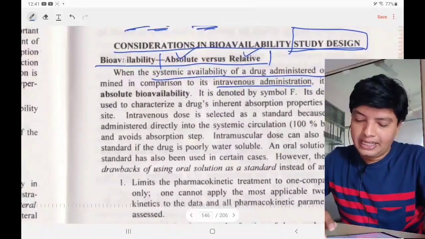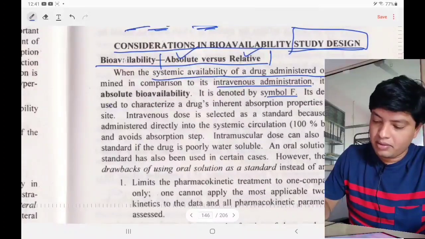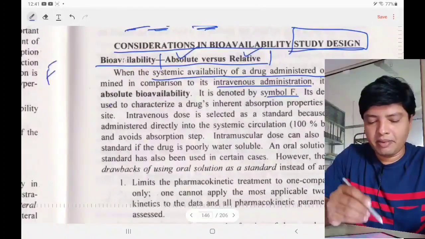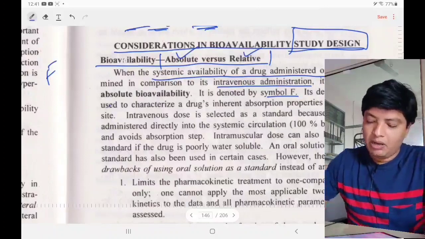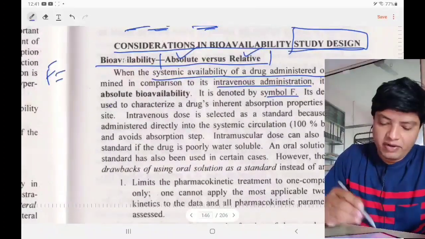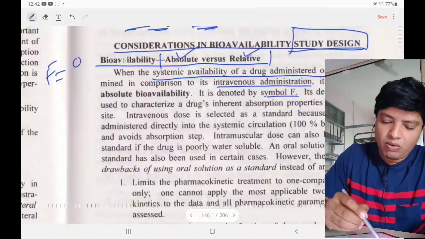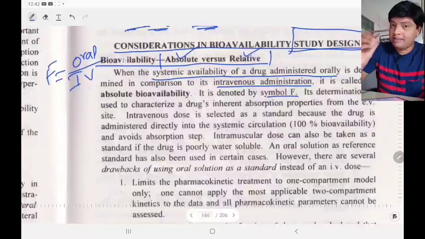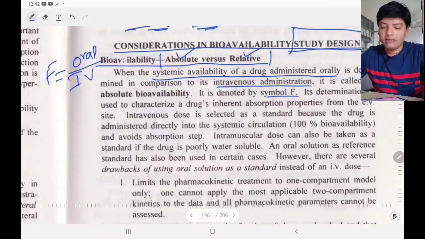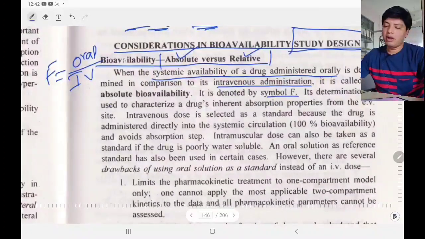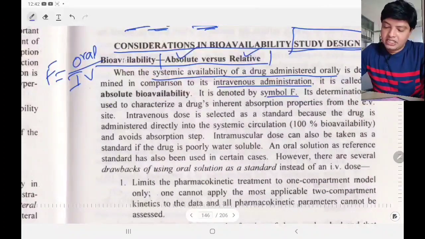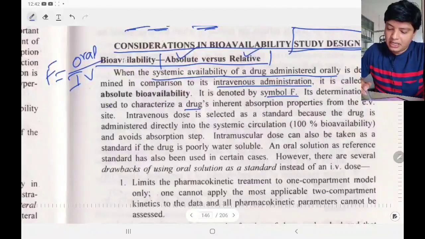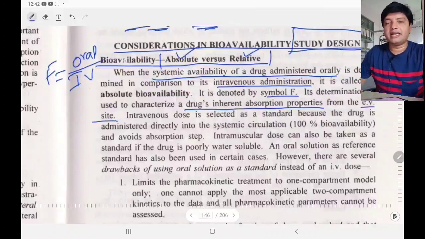Next, it is denoted by F. So F means, remember, absolute bioavailability. What is the fraction? What is the comparison? One is oral divided by IV. Same drug, remember, same drug. Oral divided by IV, we call it absolute bioavailability. Its determination is used to characterize the drug's inherent absorption property from an extravascular site.